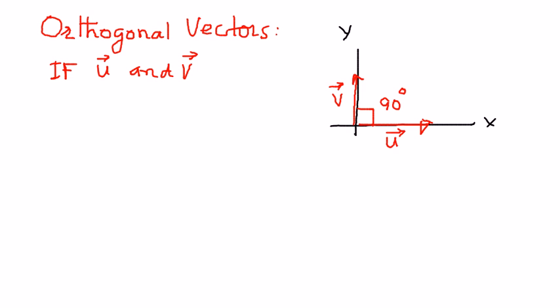When the measure between two vectors is 90 degrees, those vectors are called orthogonal vectors, or those vectors are perpendicular to one another. That is what it means.